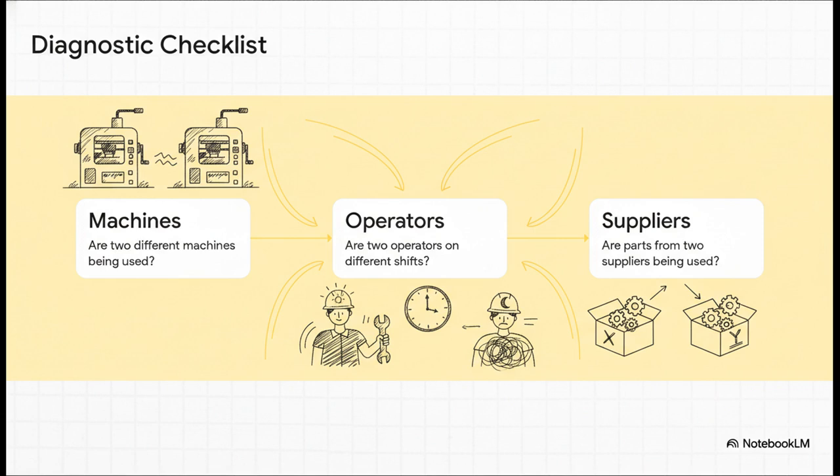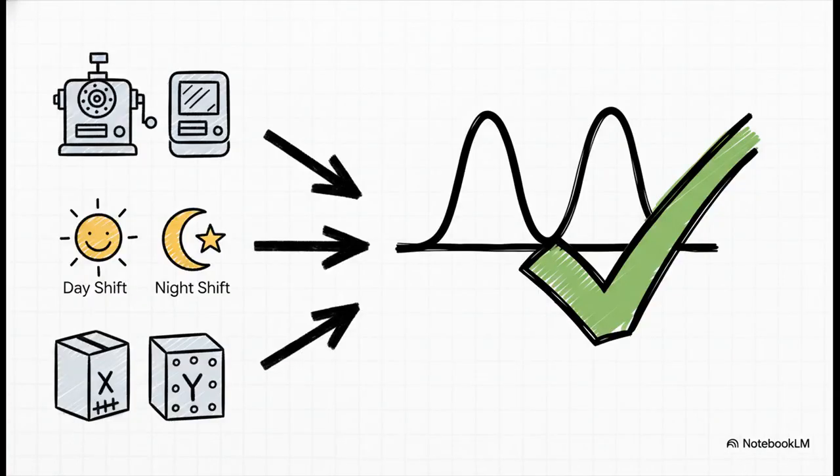And third, you've got to look upstream, supplier parts. Maybe you get a key component from two different suppliers. Is the material from supplier X just slightly different from supplier Y's? And the answer, well, it could be any of these, right? Or even a mix of them. Each one of those scenarios introduces a second process into your system.